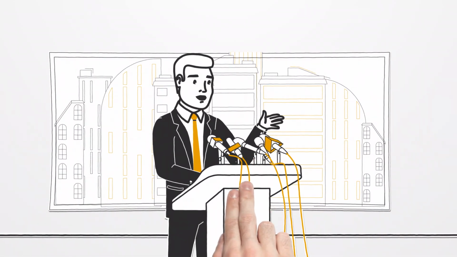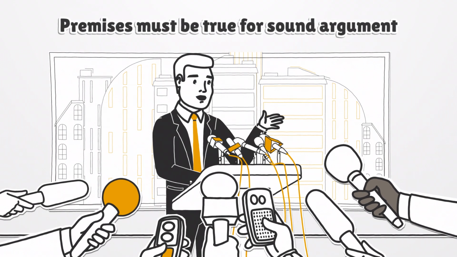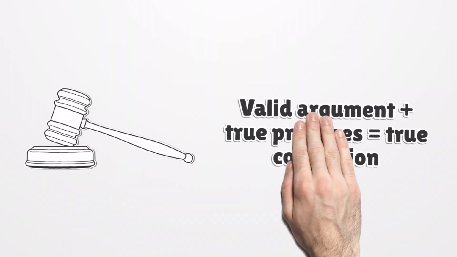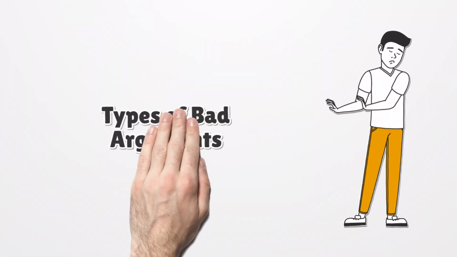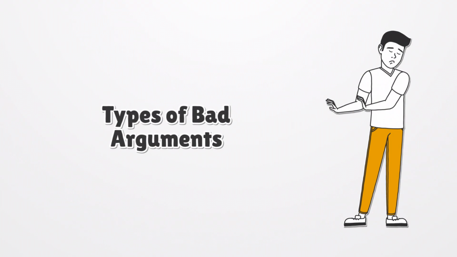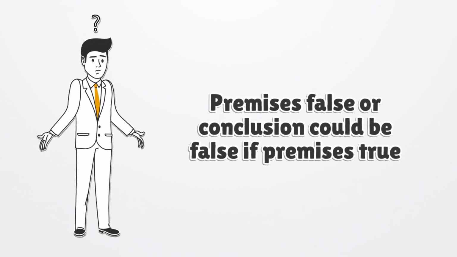But an argument has to be more than valid for its conclusion to be true. The premises all have to be true, too. If all the premises of an argument are true, and the argument is valid, then we have a sound argument, and the conclusion must be true. That means that an argument might be bad in one of two ways. Either 1, some of the premises might be false, or 2, it is possible for the conclusion to be false even if all the premises are true.